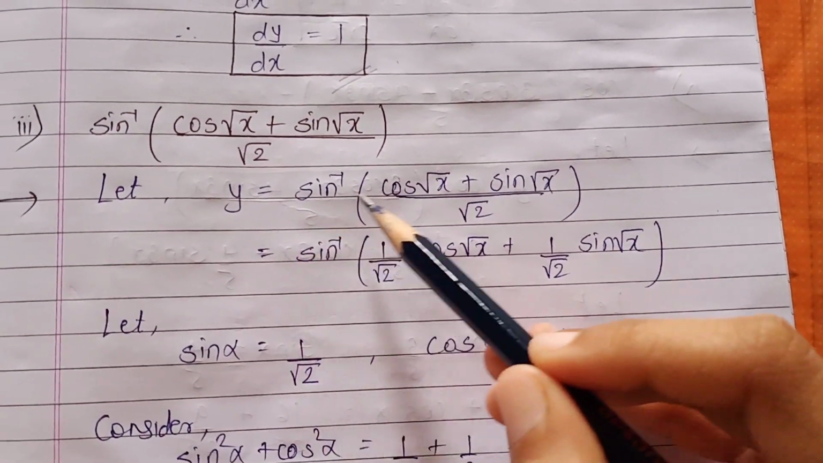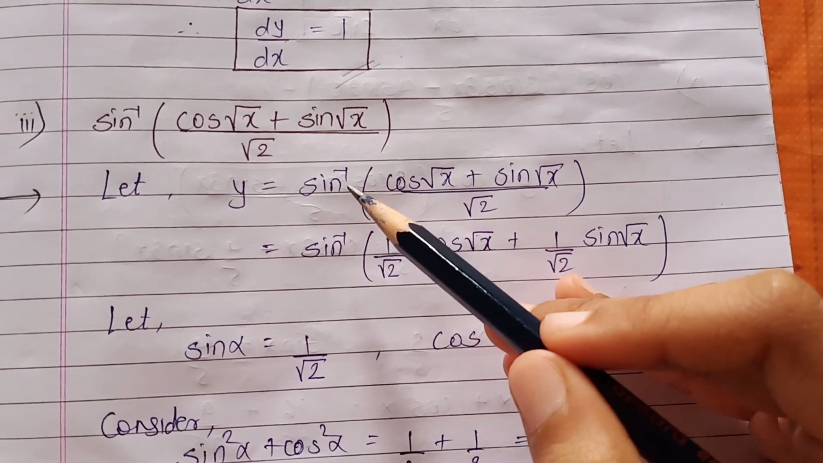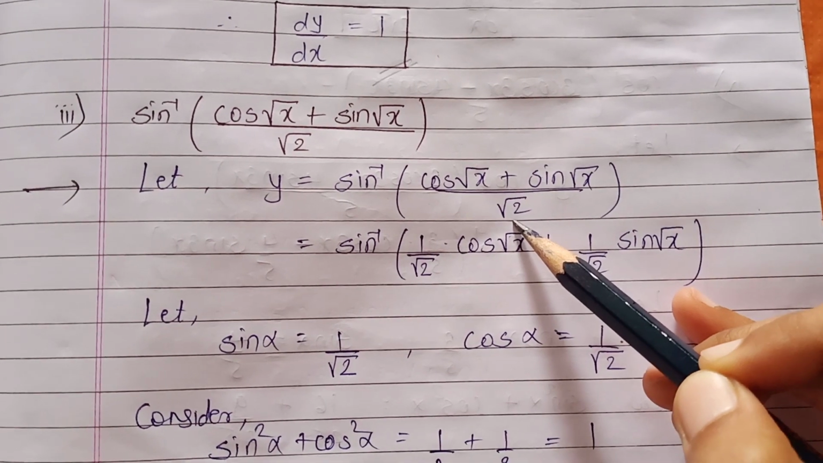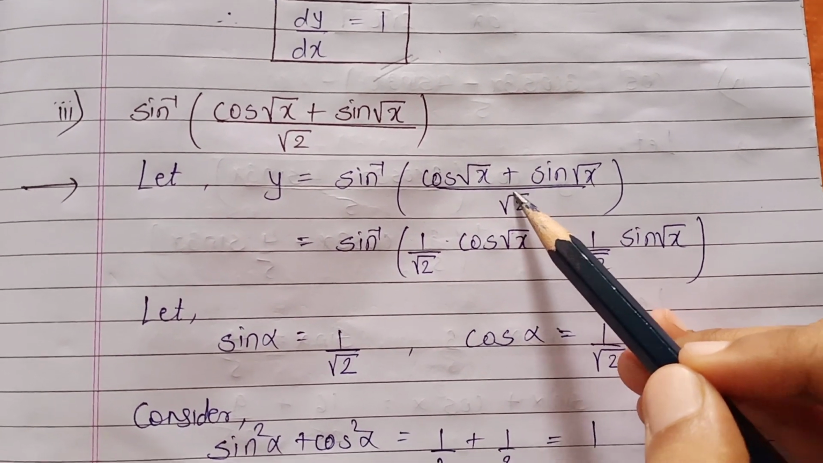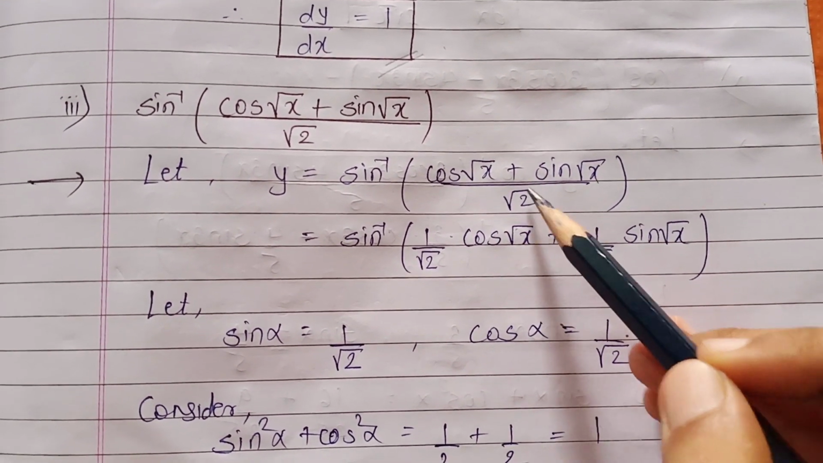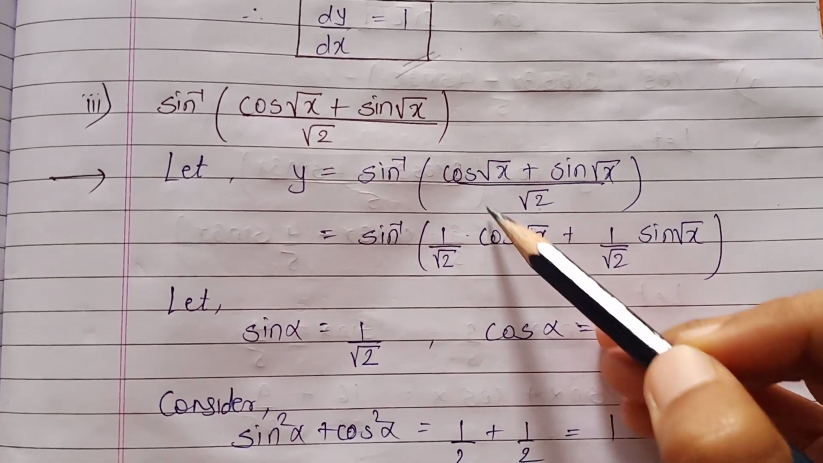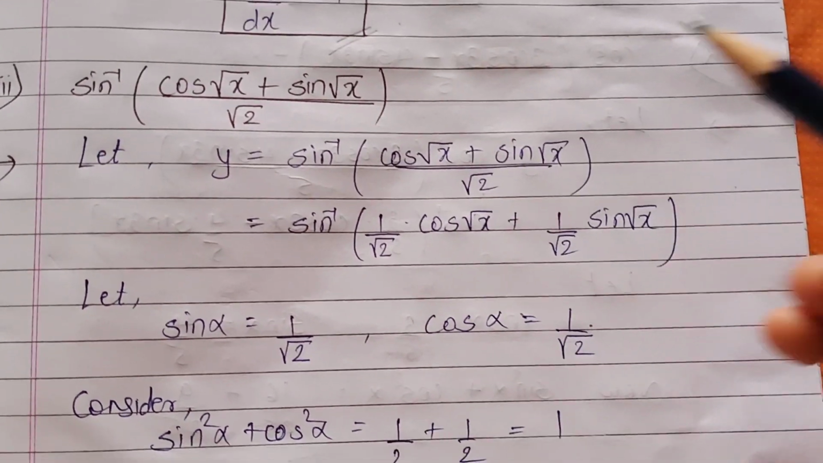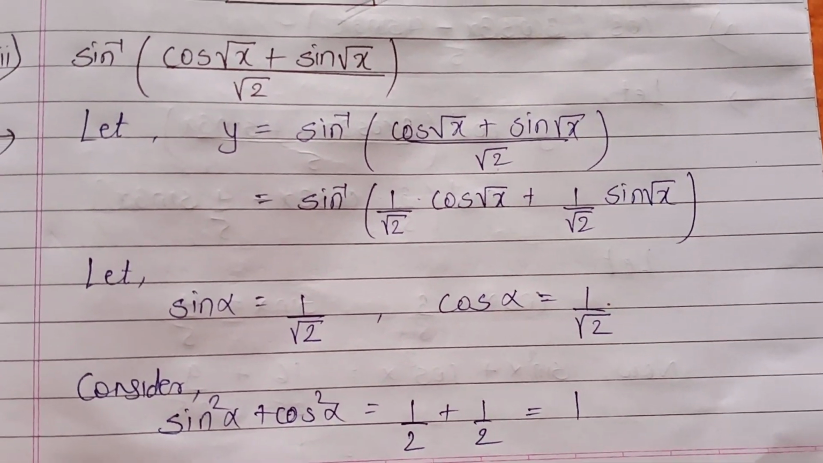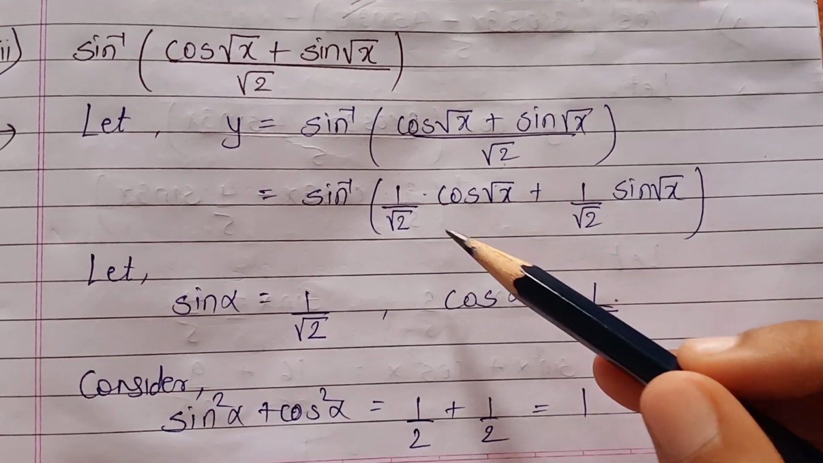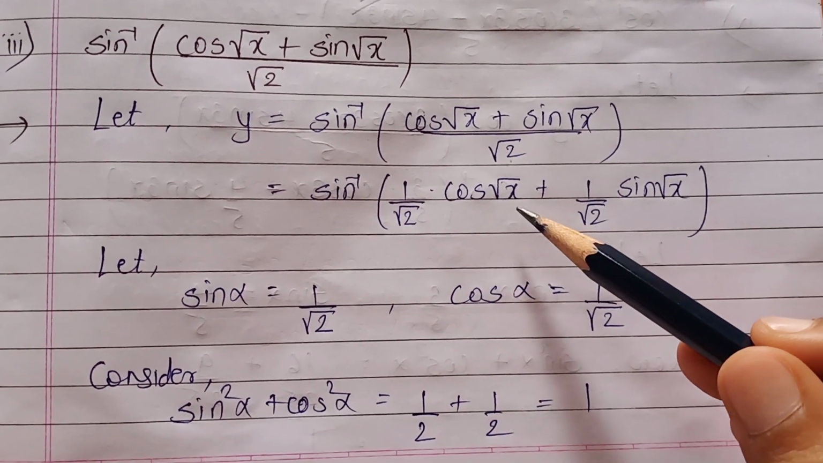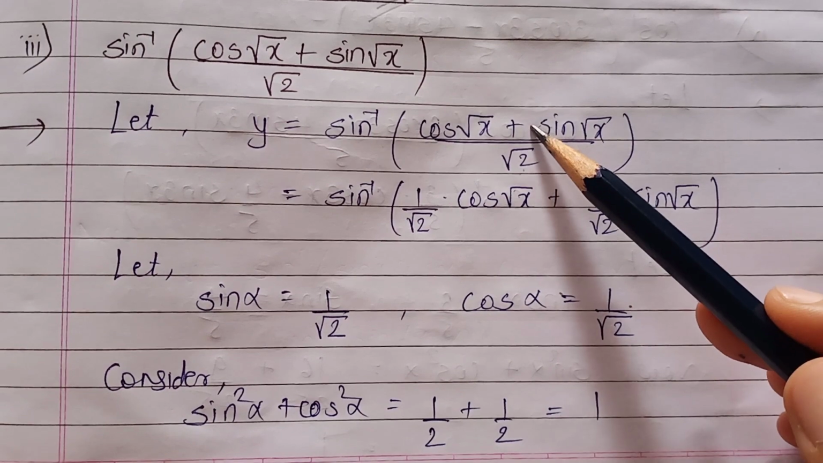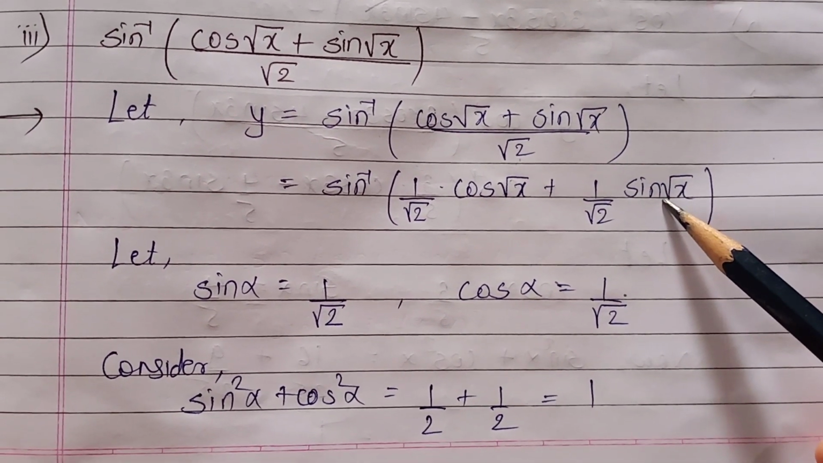Consider it as y first. y is equal to sine inverse of (cos root x plus sine root x) upon root 2. Now as always, distribute this constant denominator over both the parts of the numerator. So it will be sine inverse of 1 upon root 2 into cos root x plus again 1 upon root 2 into sine root x.